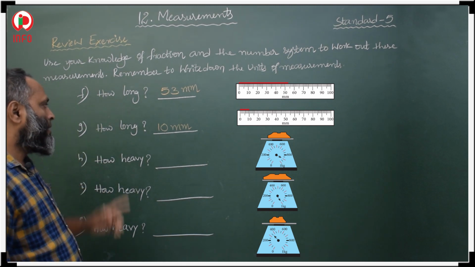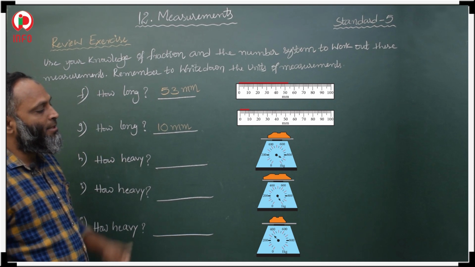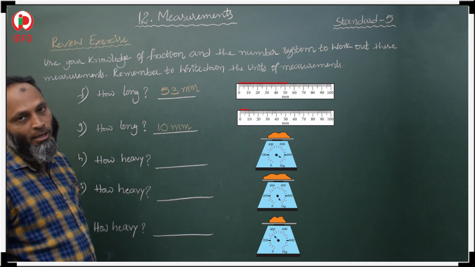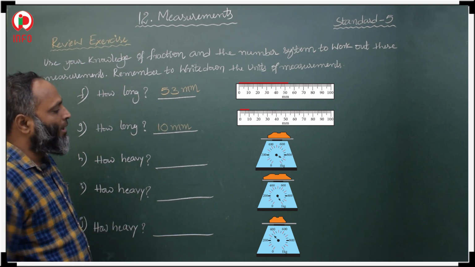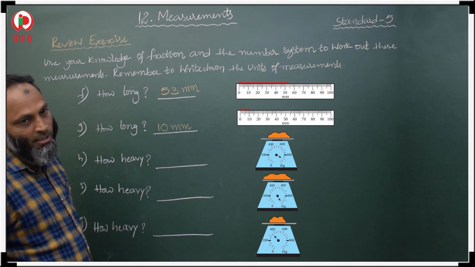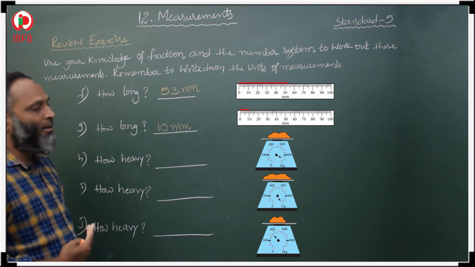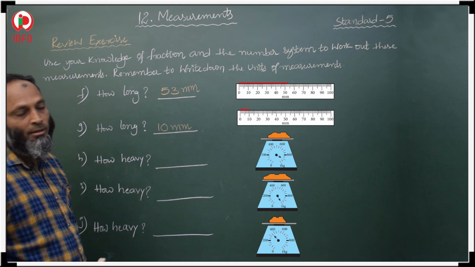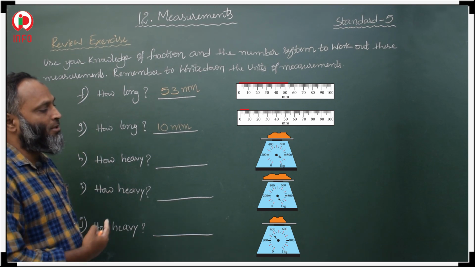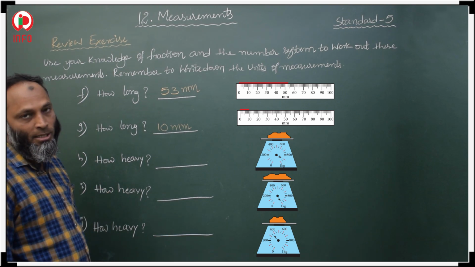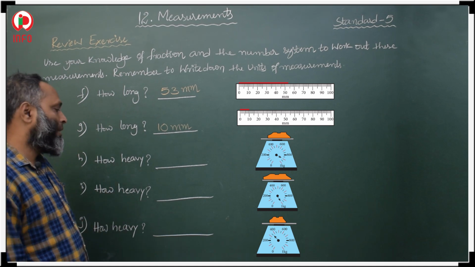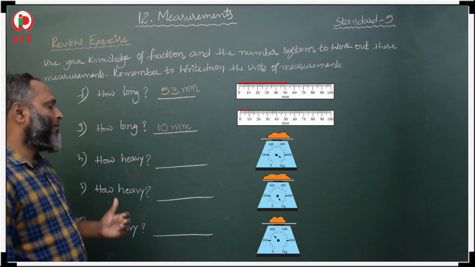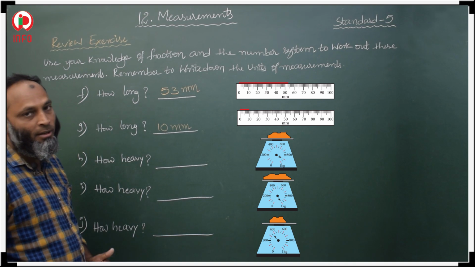Now, here a simple balance is given. On that, one arrow is given, and that arrow shows the weight of the quantity, the quantity of the weight.